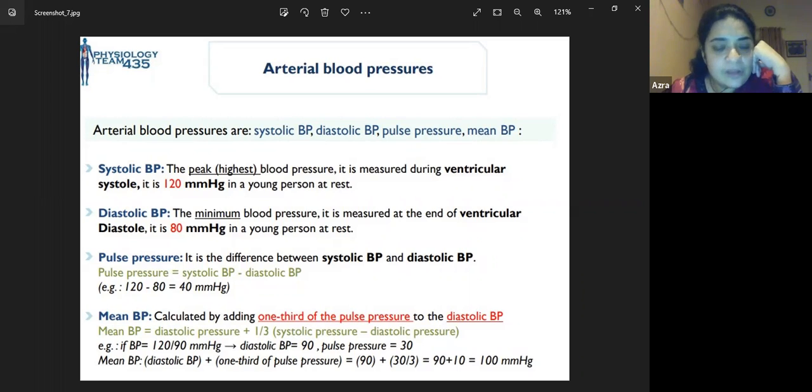Like the diastolic pressure plus 1/3 of systolic pressure minus diastolic. So mean BP is the diastolic BP plus 1/3 pulse pressure. The pulse pressure is 30, so 1/3 of it is 10. So 90 plus 10 is equal to 100. This is how you can find out the mean BP.